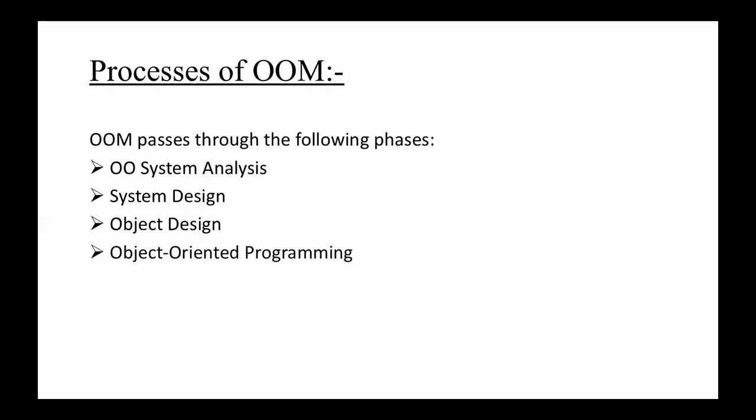Now I have explained the four different phases through which an object oriented model goes to develop the required model according to the requirement, according to the system development. These are the phases through which an object oriented model goes and develops a required model.